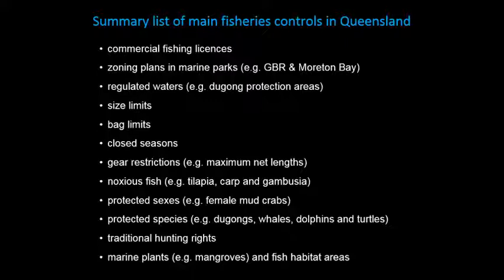So regulated waters under the Fisheries Act, there's a whole range of regulated waters where, for instance, there's dugong protection areas where there's limits on commercial netting because there's problems with dugongs getting wrapped in nets in lots of places. So these dugong protection areas are created under the Fisheries Act. Then under the Fisheries Act, there's a whole range of other things. So size limits. Some fish you can't catch until they're over a certain size, and then some, like barramundi, have a maximum size as well.